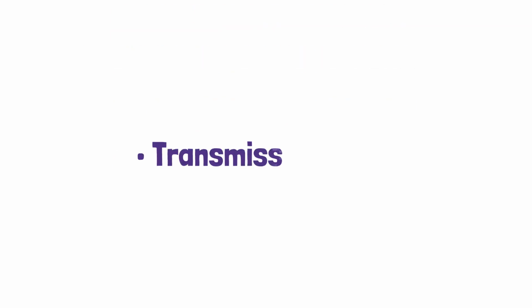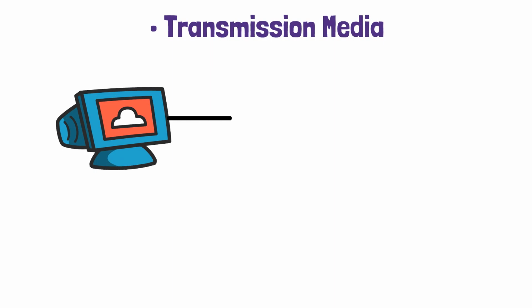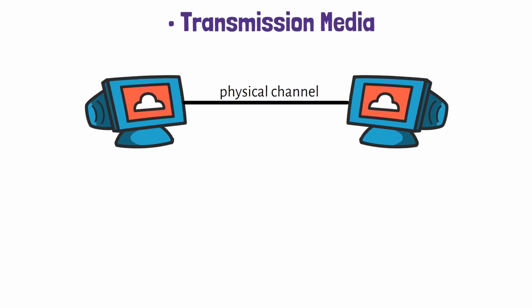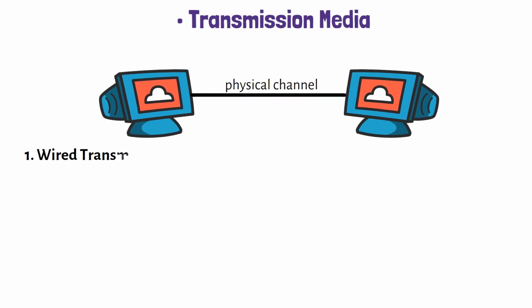Setting up business networks. Transmission media. In a peer-to-peer network, each node connected to the network communicates directly with every other node. Transmission media refers to the physical channels or pathways that are used to transmit signals or data from one device to another in a communication network. There are several types of transmission media available, including wired transmission media. Wired transmission media use cables to transmit data.